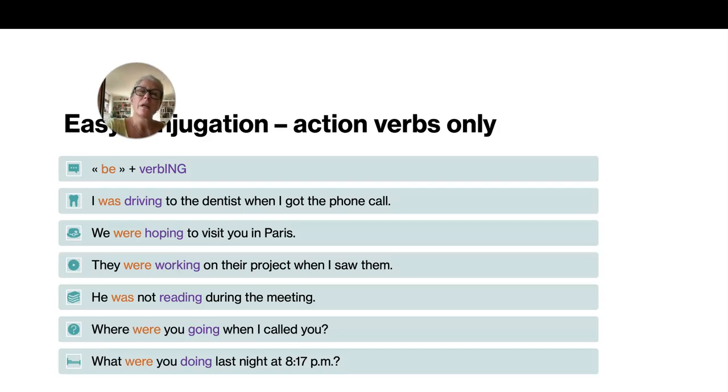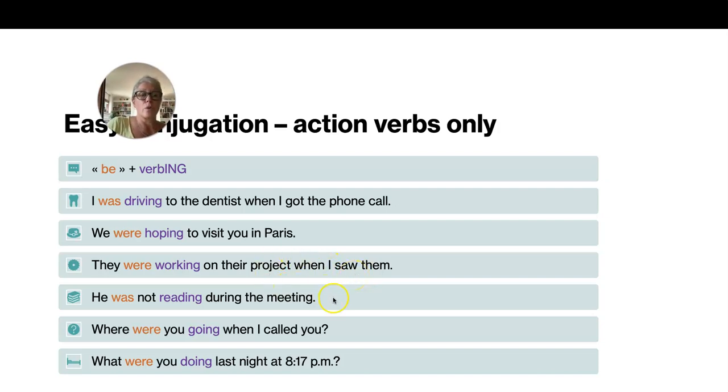For the past progressive, remember, past progressive are action verbs only. So I was driving to the dentist when I got the phone call. So my action was driving, phone rings. We were hoping to visit you in Paris. They were working on their project when I saw them. So here was the action in progress. I saw them, fast action.